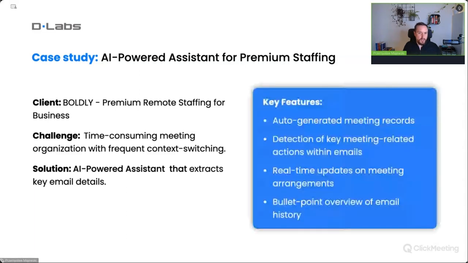And we created a software that auto-generates meeting records, detects key actions in emails, and provides a bullet point history for quick referencing. So what are the key benefits? Our tool substantially reduces the time assistants spend on tasks and provides robust support in meeting organization.